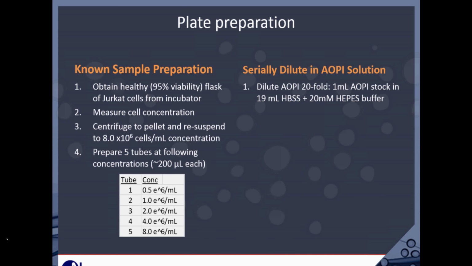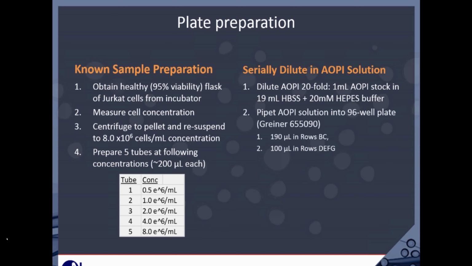Maybe your PBMCs are sensitive and you need something that's going to make them happy, and PBS might not be good enough. So this is going to be the solution you're going to put into a flat bottom plate. Today we're going to use the Greiner 655090 plate. It's a flat bottom, clear bottom, black wall plate. And we're going to plate 190 microliters into rows B and C, and then 100 microliters into rows D, E, F, and G.